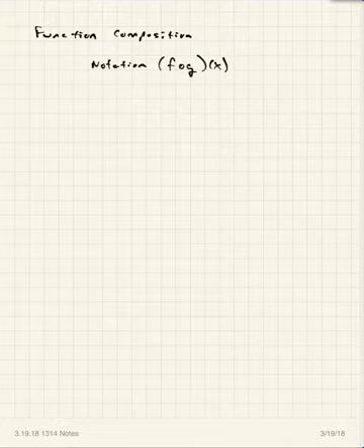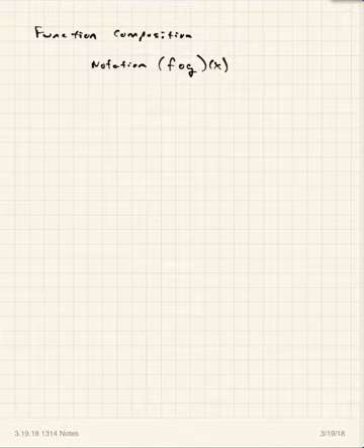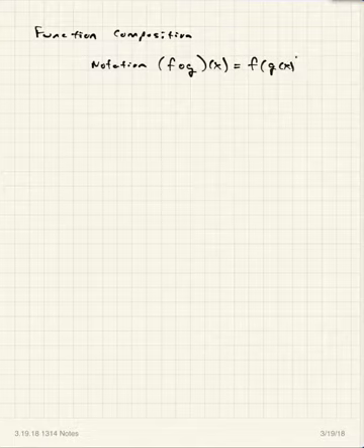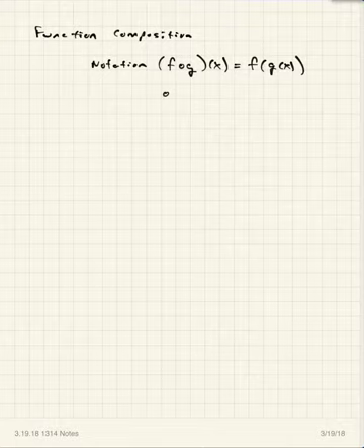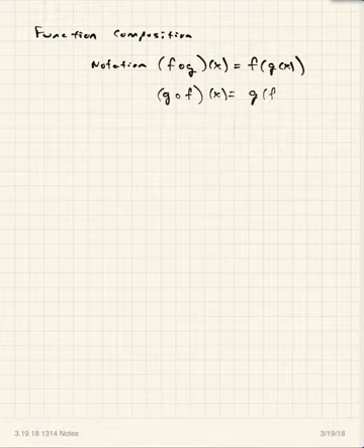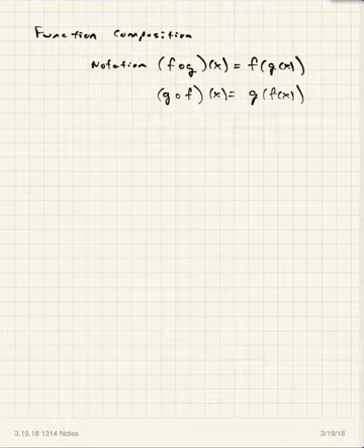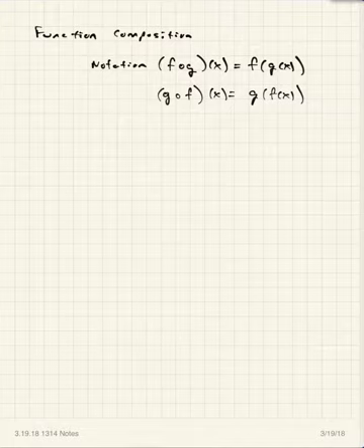You can read that f circled g if you want, or you can read it f composed with g. Either way is okay. And the definition is that this is f of g of x. It's the f function of the g function. And if you do g composed with f of x, g circle f of x, then that would be g of f of x. Notice that the letters you use for the names of the functions are written in the same order, so that should help you keep it straight between the two functions.